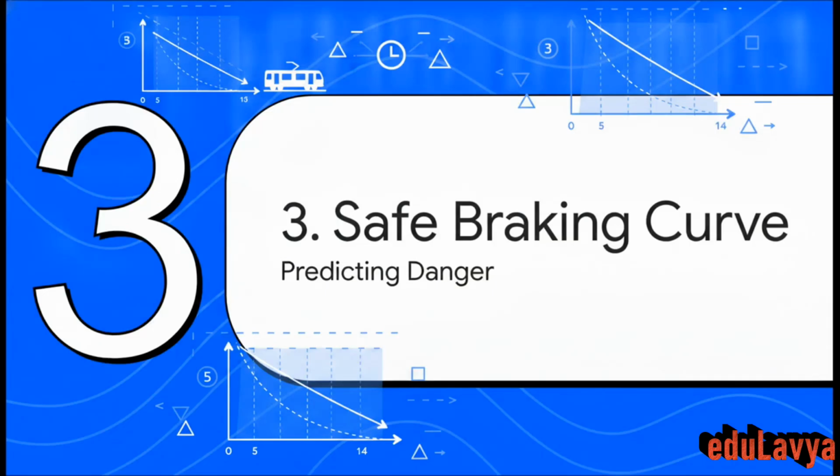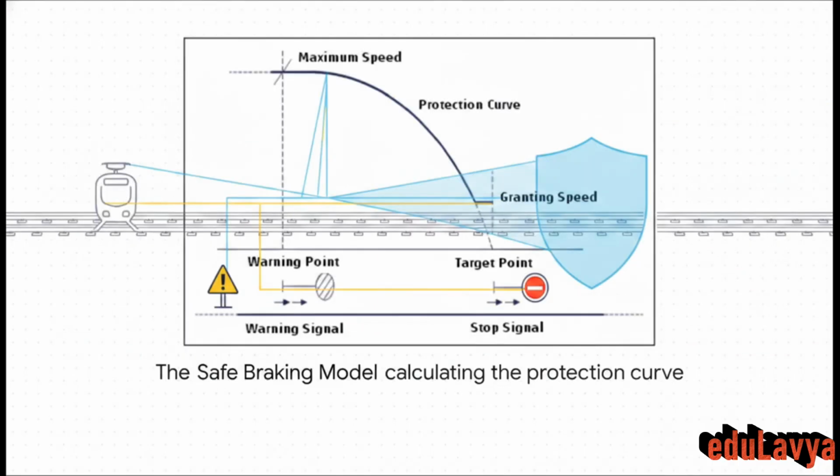Which brings us to Section 3, the safe braking curve. Okay, we know the system stops the train, but how exactly does it predict danger before it actually happens? It's like a giant, real-time math puzzle. Take a look at this model. On the horizontal axis, you've got the distance moving toward a target point. That could be an obstacle or a red signal. On the vertical axis, you have the train's speed.